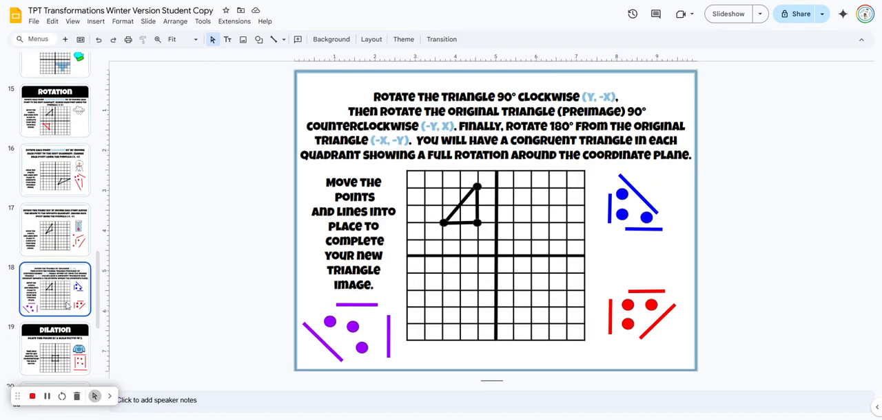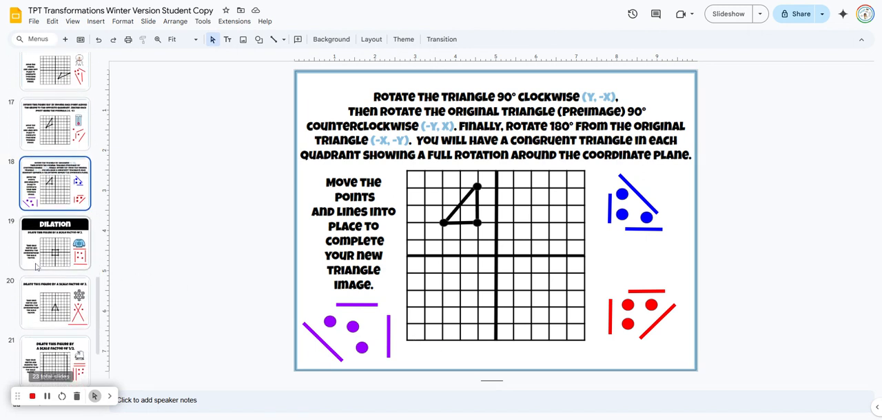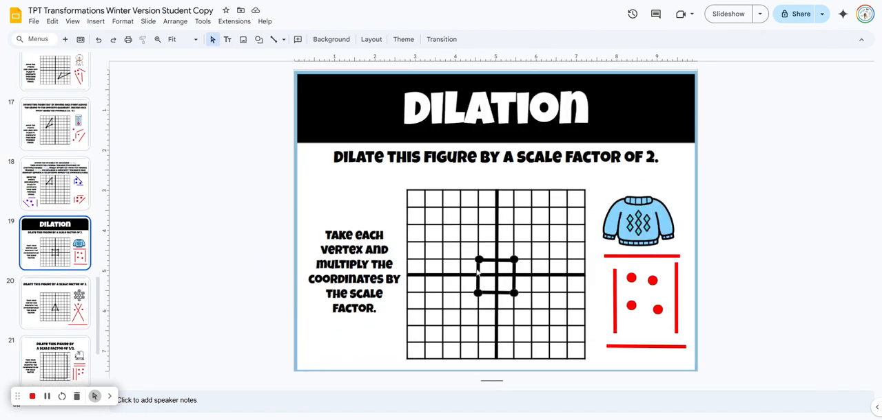On the final rotation slide, they're going to be showing this figure as it moves around the origin in each of the different quadrants. So it gives you the formula for each one, and students are going to show what this figure looks like as it rotates all the way around the origin. Then we move on to dilation.